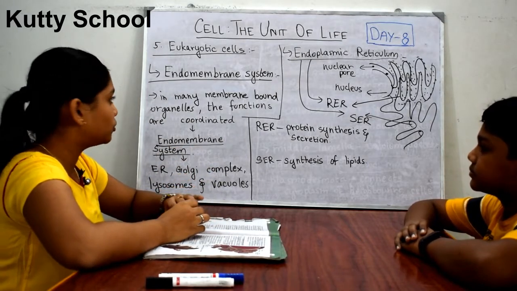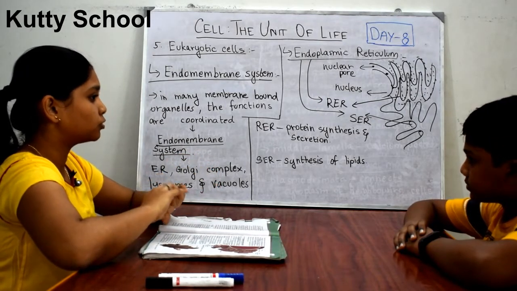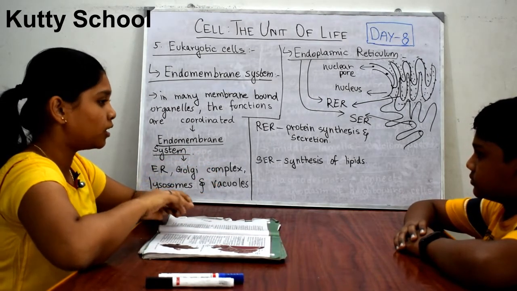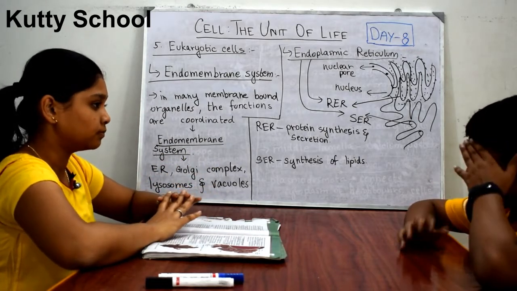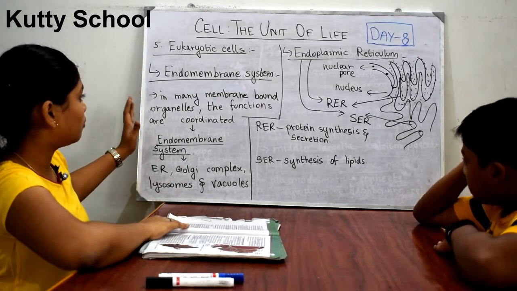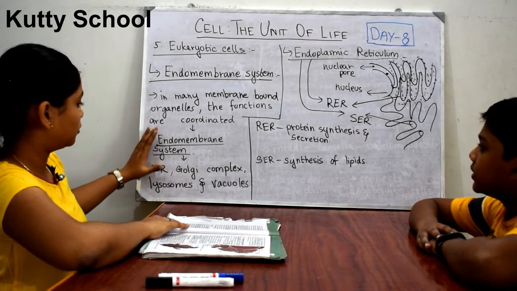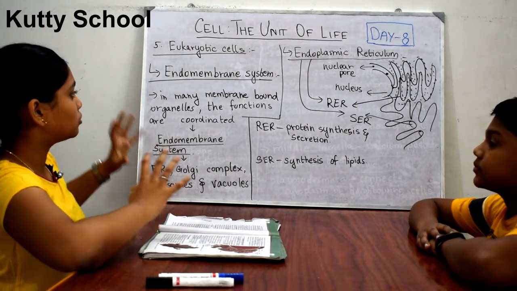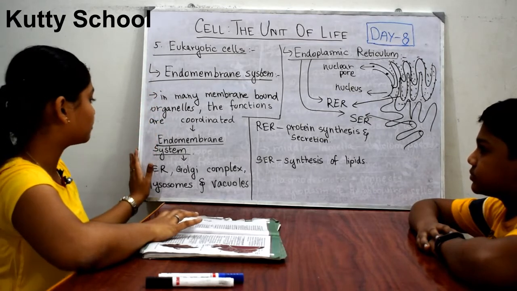Those organelles which are coordinated together are called the endomembrane system. So many membrane-bound organelles perform functions which are coordinated, and those organelles together are known as the endomembrane system, because these are membrane bound.